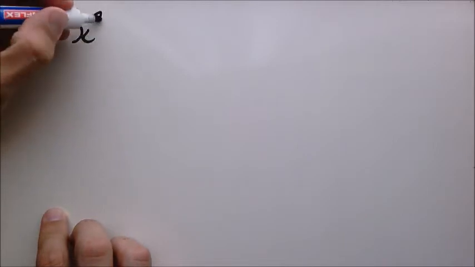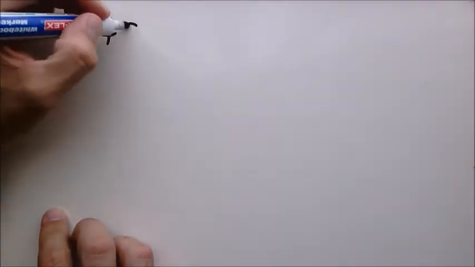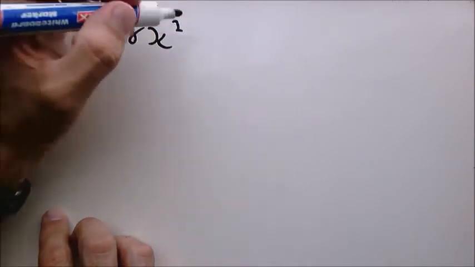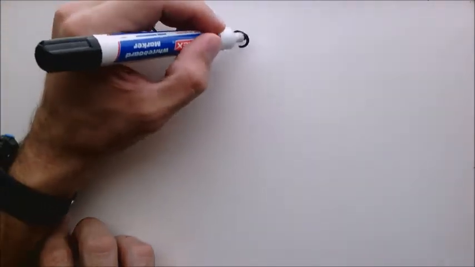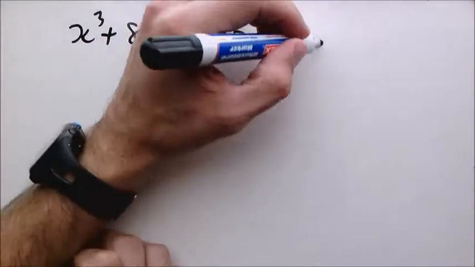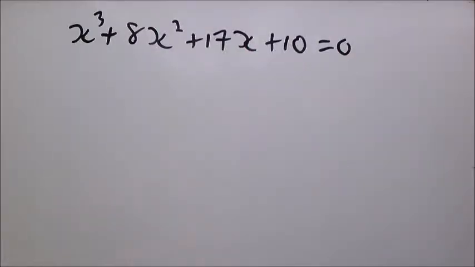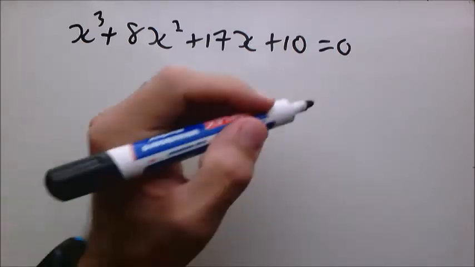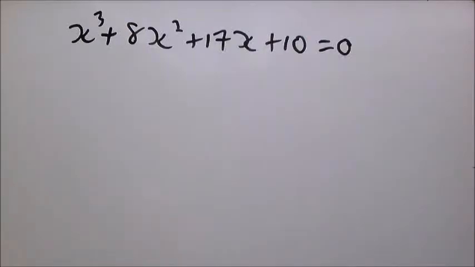So now they give us this expression. Let's say x to the power of 3 plus 8x squared plus 17x plus 10 equals 0. And the question states, solve the following equation. Now you can see it's equal to 0. So what they're actually asking is we need to factorize. We need to get to the factors of this expression.